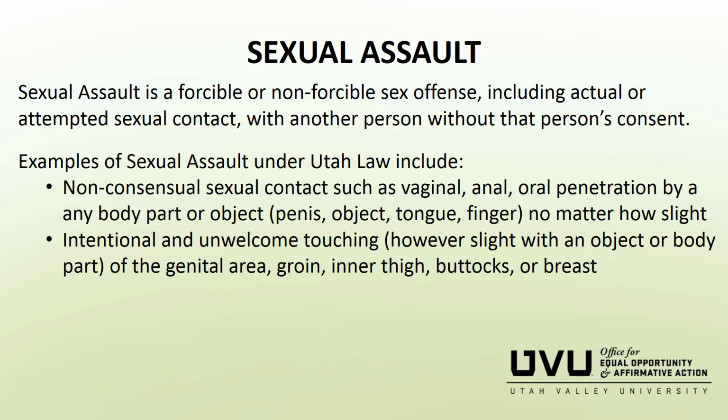Sexual assault is a forcible or non-forcible sex offense, including actual or attempted sexual contact with another person without that person's consent. Examples of sexual assault under Utah law include non-consensual contact such as vaginal, anal, or oral penetration by any body part or object, no matter how slight. Intentional and unwelcome touching, however slight, with any object or body part of the genital area, groin, inner thigh, buttocks, or breast.